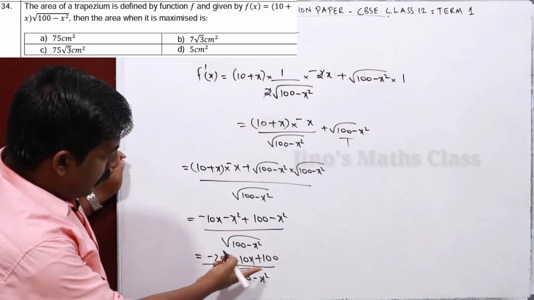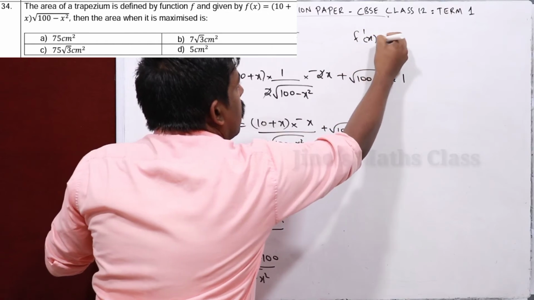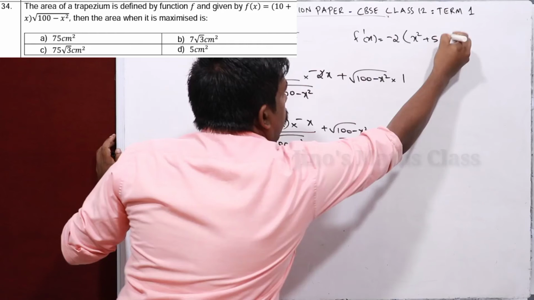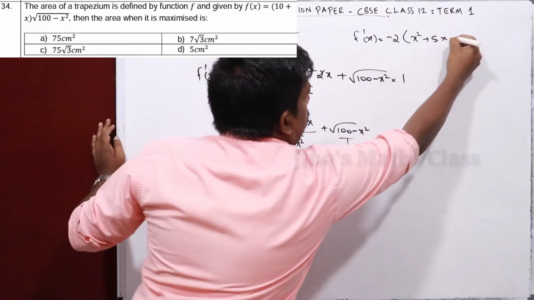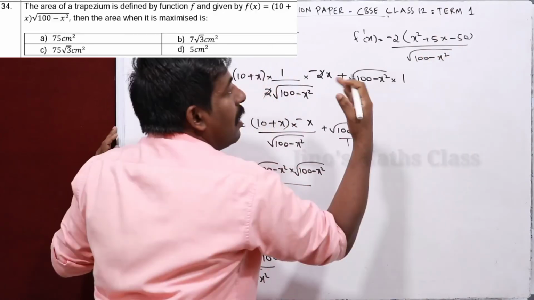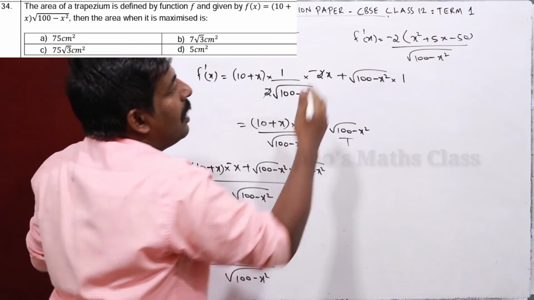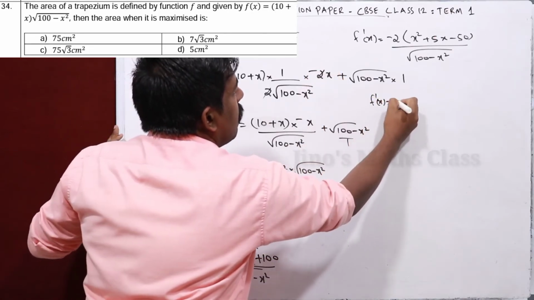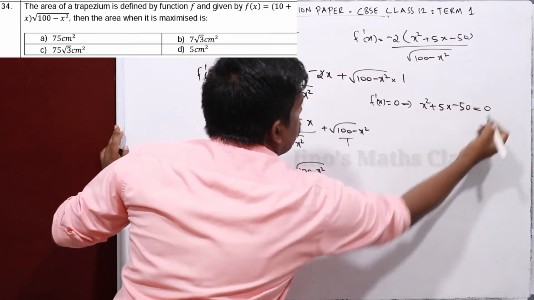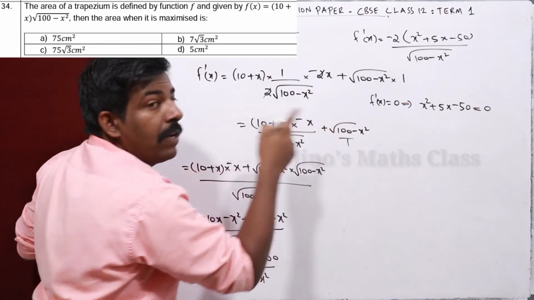Or we can take minus 2 as a common factor from the numerator outside. So that means f dash x is equal to minus 2 into x square plus 5x minus 50. The denominator is the same, square root of 100 minus x square. Now we have to equate f dash x equal to 0, and we have to find the values of x. So when we equate f dash x equal to 0, x square plus 5x minus 50 is equal to 0. That means only the numerator x square plus 5x minus 50 is 0 when f dash x equals 0.